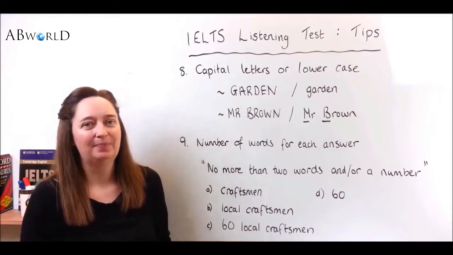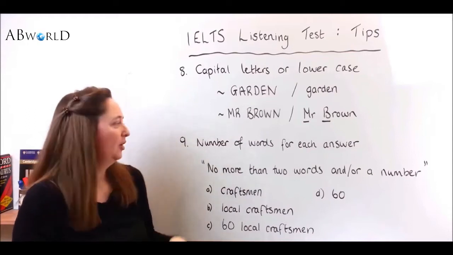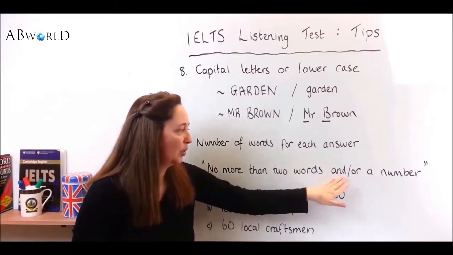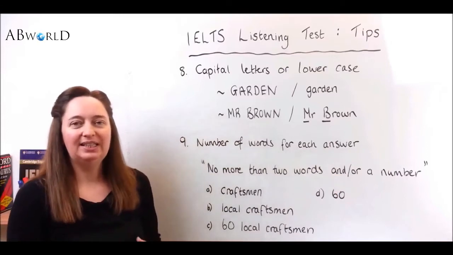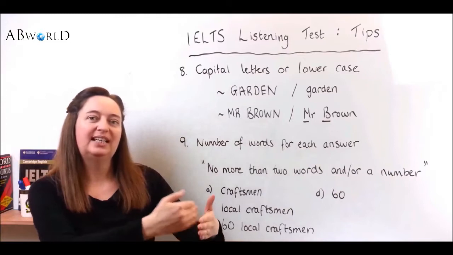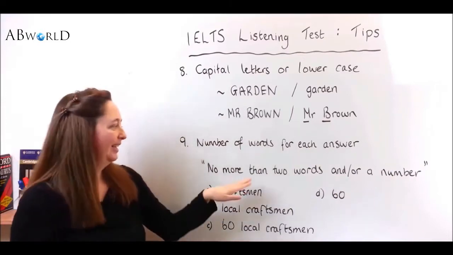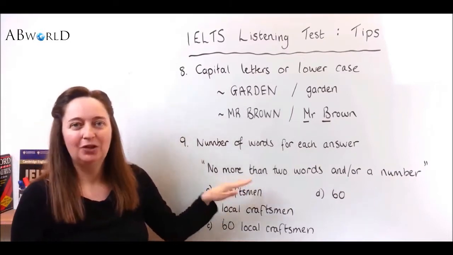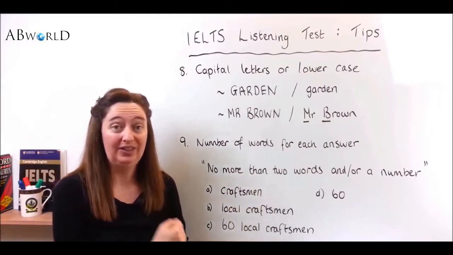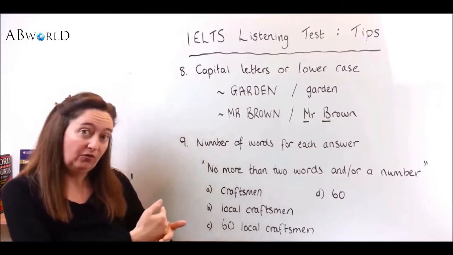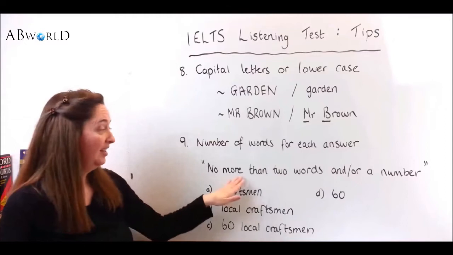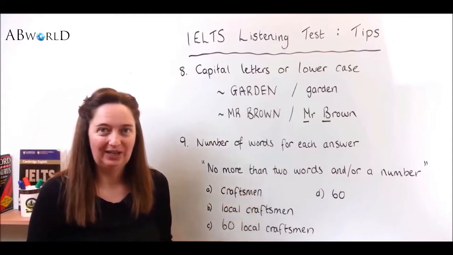for the answer. It will give you a rule. For example, no more than 2 words and/or a number. These instructions, you've got to pay attention. Every time you get a new type of question, that might change. So you must always look, how many words can I have for these answers? And when I move further down the page, how many words has it changed? Underline it quickly so that you don't forget.